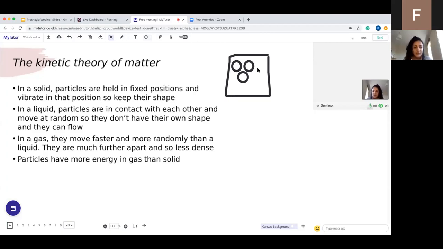We also need to know that the energy gets higher as we move through the states of matter. So particles in a gas have more energy than the particles in a solid. So the kinetic theory of matter is just talking about the particles and how they are structured and what that means for flow, energy and vibration.